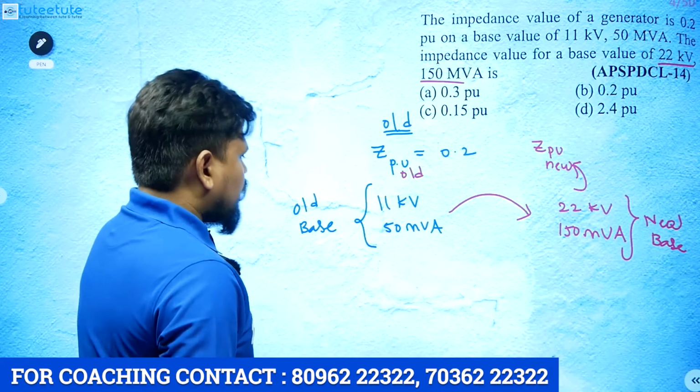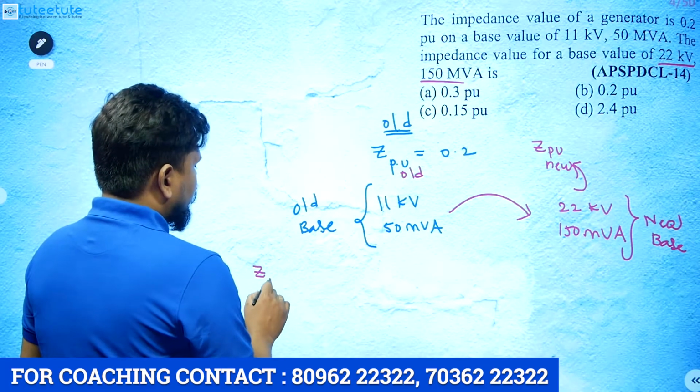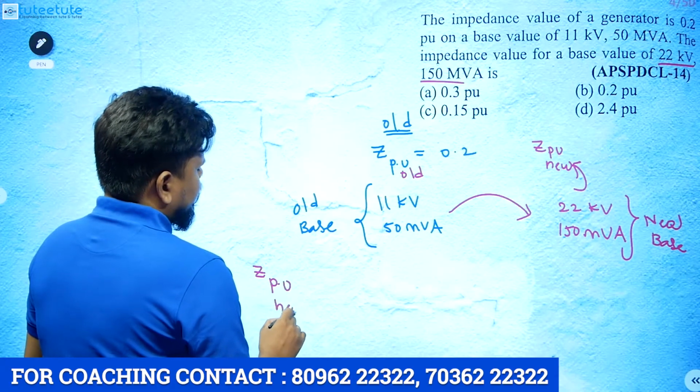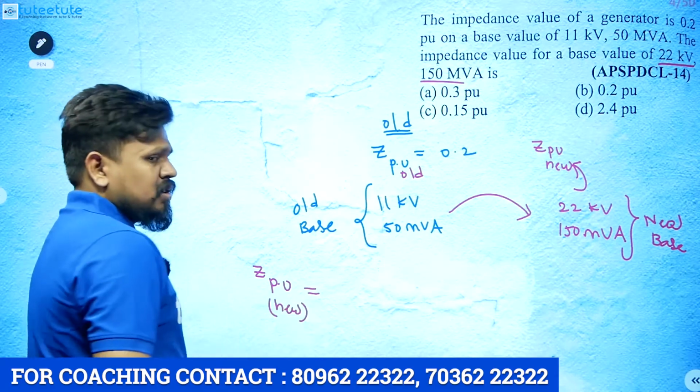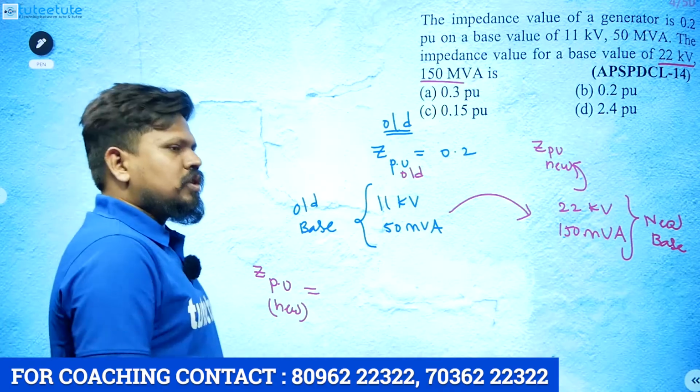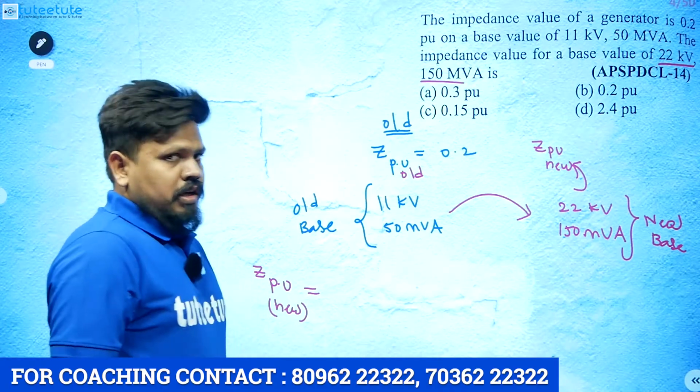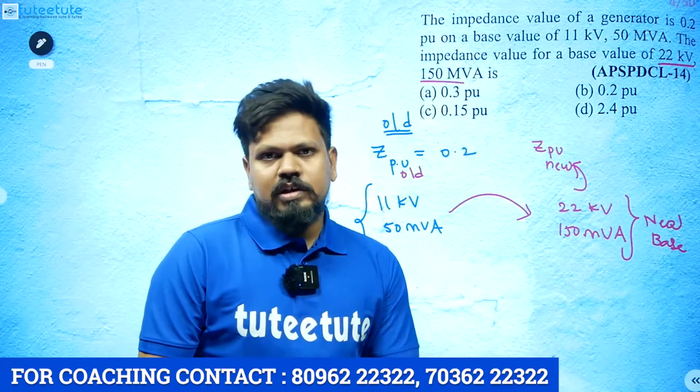So we have one direct formula to calculate Z per unit new. This is a very important formula. Definitely there may be some question; in every 2 exams, there will be one question in this model.